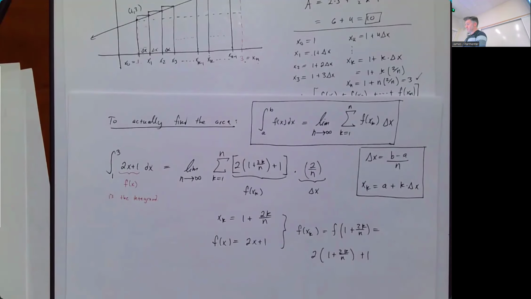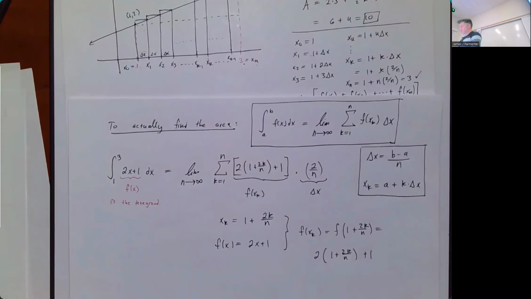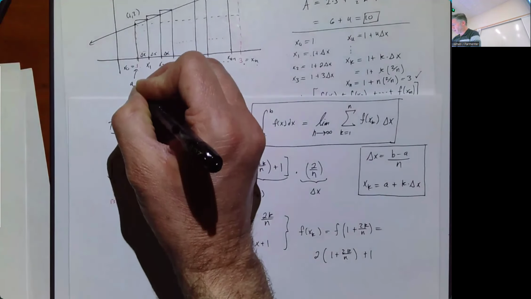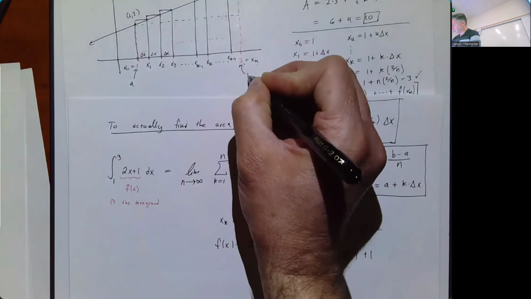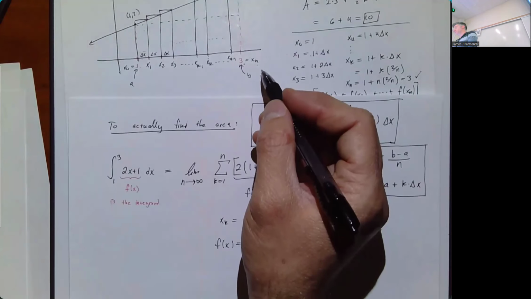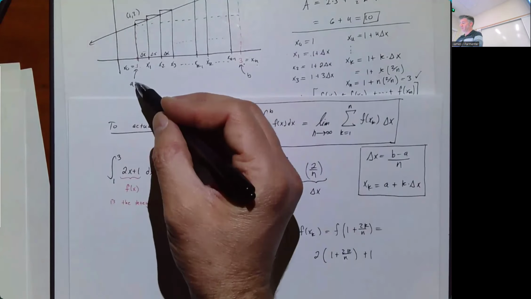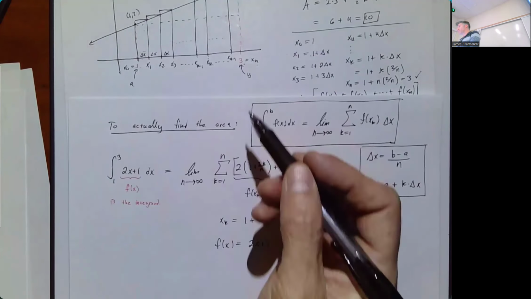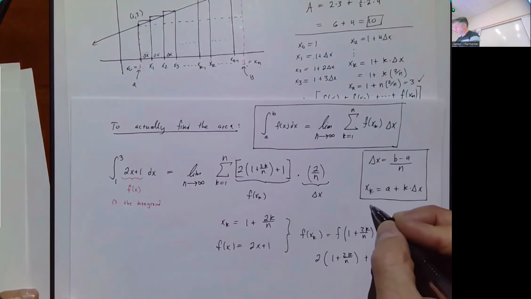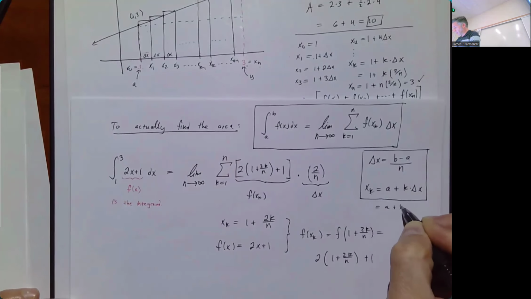And x sub k is your left, so here our 1 is also called A, and our 3 is also called B. The left endpoint is 1, the rightmost endpoint is B. Sorry, the leftmost endpoint is A, rightmost endpoint is B. And then x sub k is exactly A plus k times delta x, which is A plus k times (B minus A) over n.